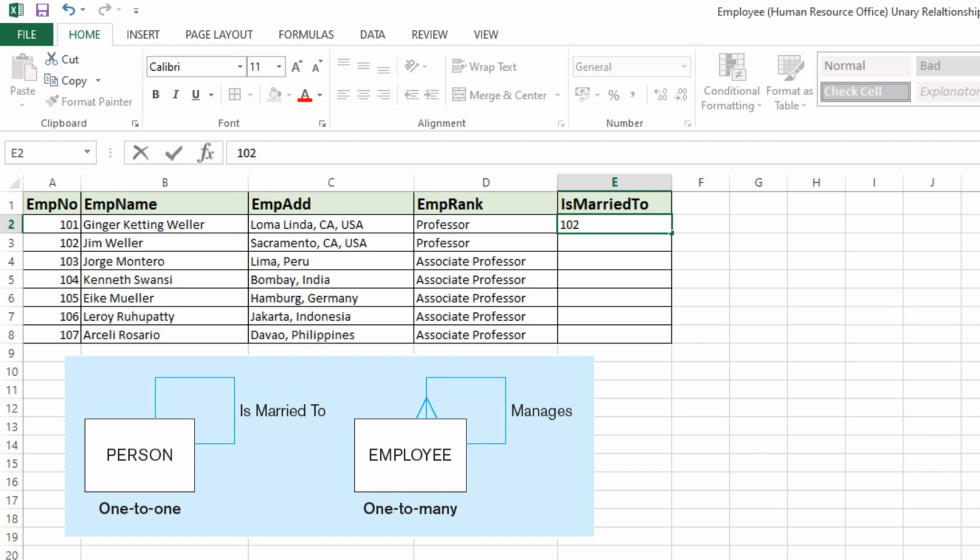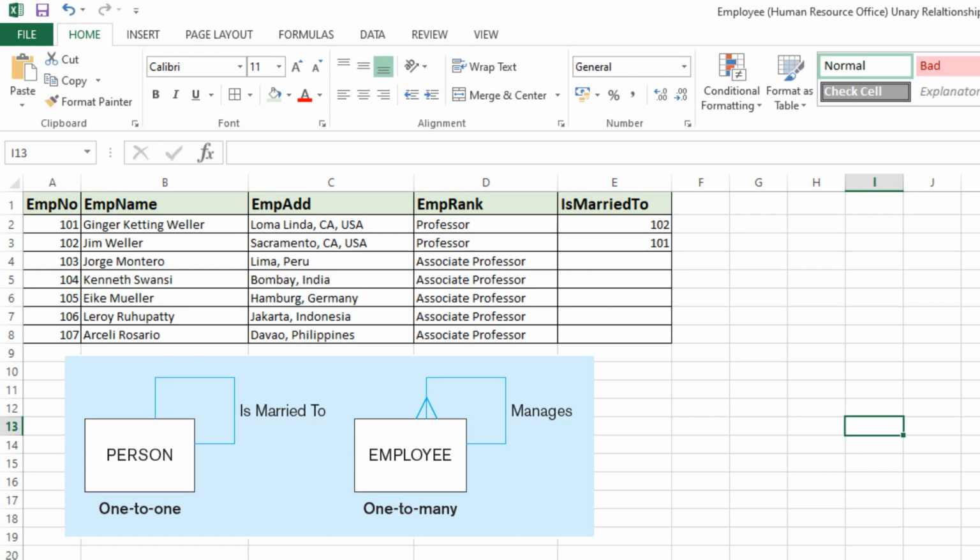And then look at Jim Weller. Who is he married to? He is married to Ginger Kettingweller. And what is her employee number? 101. So, that is how a unary relationship in an ER diagram is represented and how it is represented in an actual data set.